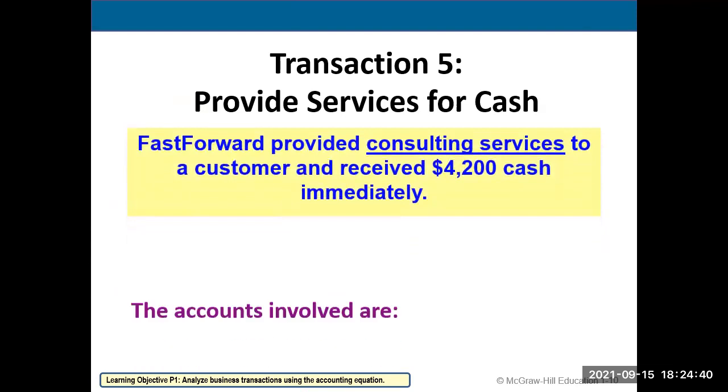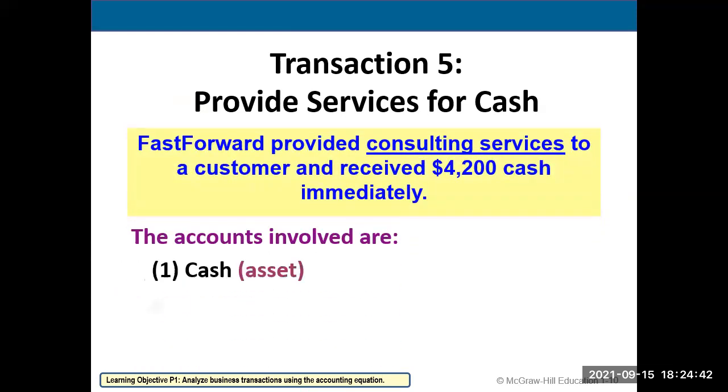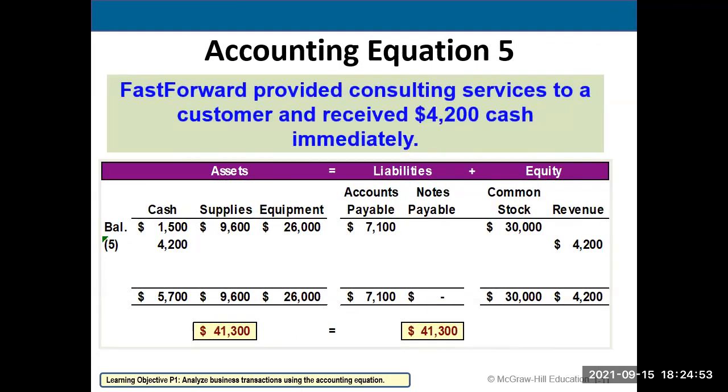All right, so we provide services for cash. And so that means our cash is going to go up, and our revenue, which is part of our equity, is also going to go up. So again, how's that going to impact the accounting equation? Well, our cash goes up. That's an increase to the assets, and our equity in the form of revenue, which is going to impact our retained earnings, and we'll learn more about this as we go forward, also goes up by 4,200, so we're still in balance.